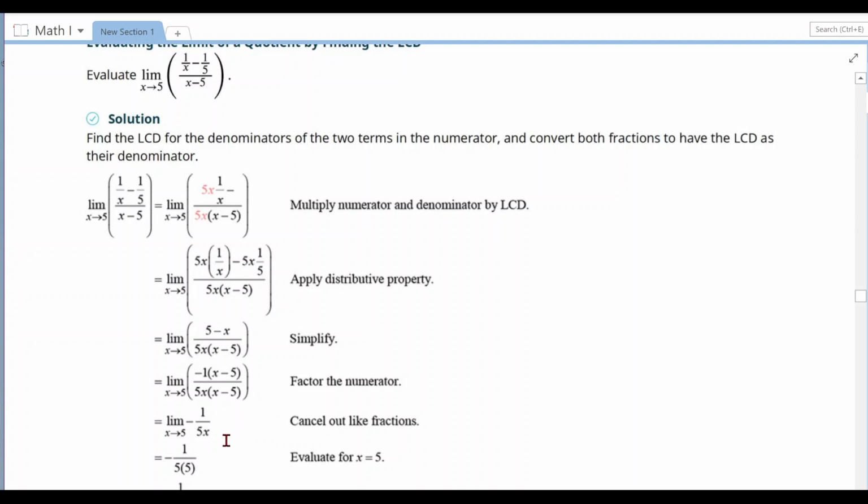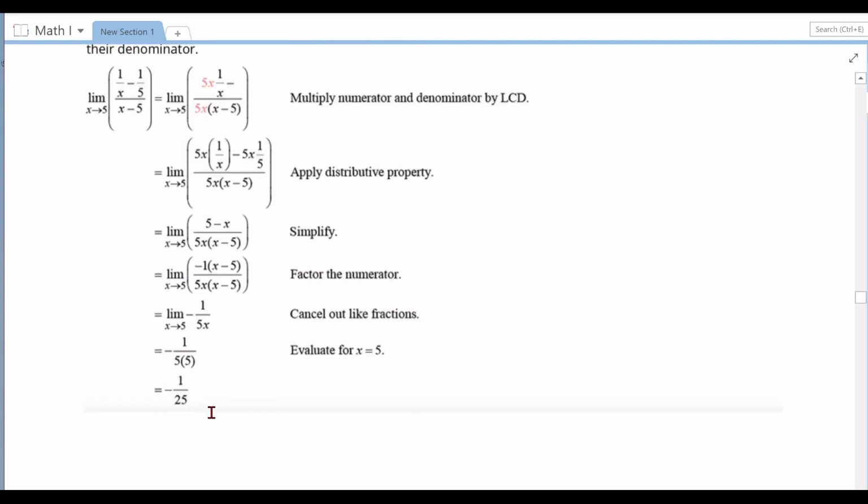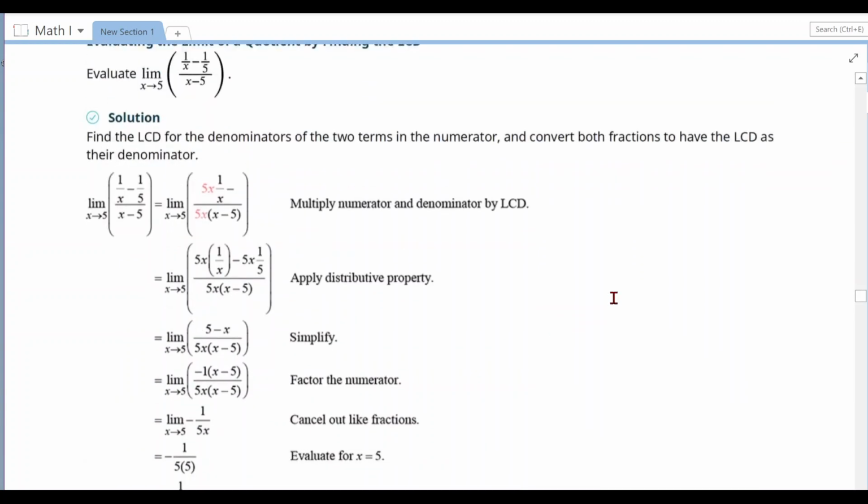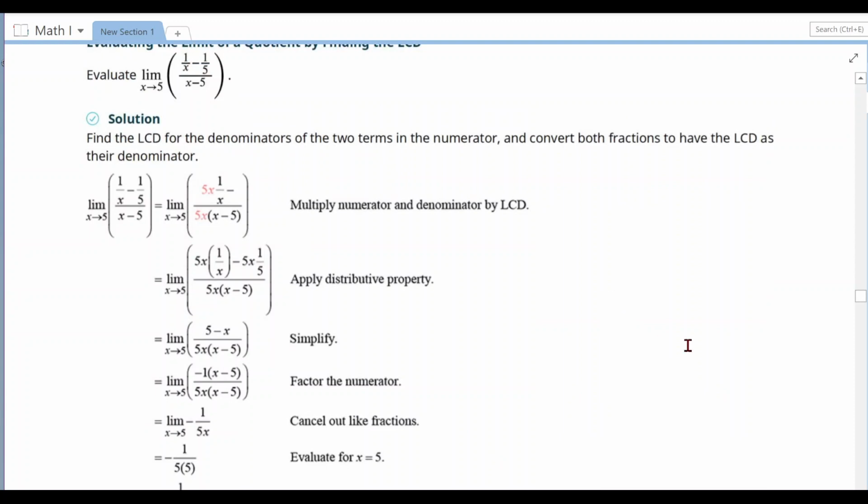So as you can see here, you can do direct substitution with the value of x equals 5. You get negative 1 over 25 by simply multiplying with the common denominator.